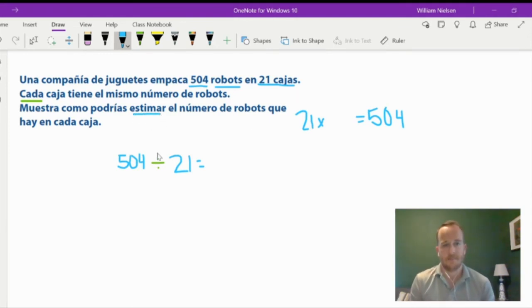Vamos a averiguar, ¿ok? Estimar, aquí dice en el problema, ¿ok? No dice que tiene que hallar la respuesta exacta, ¿ok? Importante, ojo, ¿ok? Vamos a hacer una estimación. Entonces, vamos a empezar hasta que llegamos a 504, ¿verdad? Vamos a empezar con 21 por, quién sabe, vamos a estimar 10, ¿verdad?